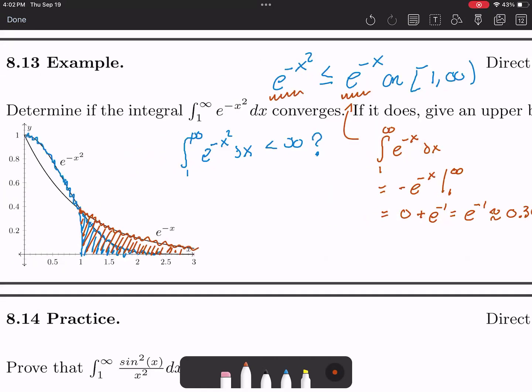So the red area, 0.368, has to be more than the area of the blue area. So this integral has to converge because it can't be any more than 0.368. So in fact, we have an upper bound for this integral. It can't be more than 0.368. This function was bounded above, it was dominated by a known converging integral. So we get to claim that it converges.